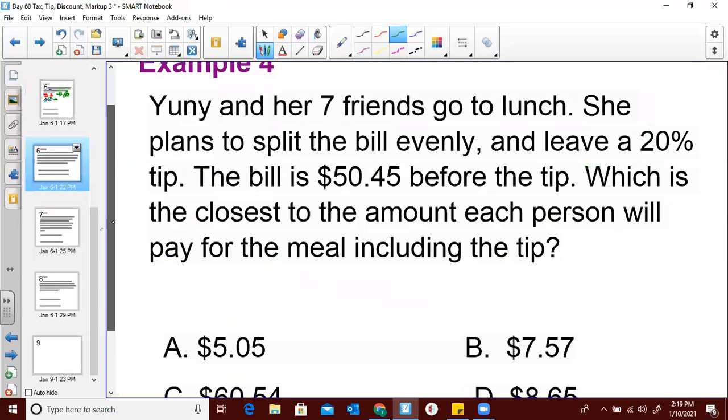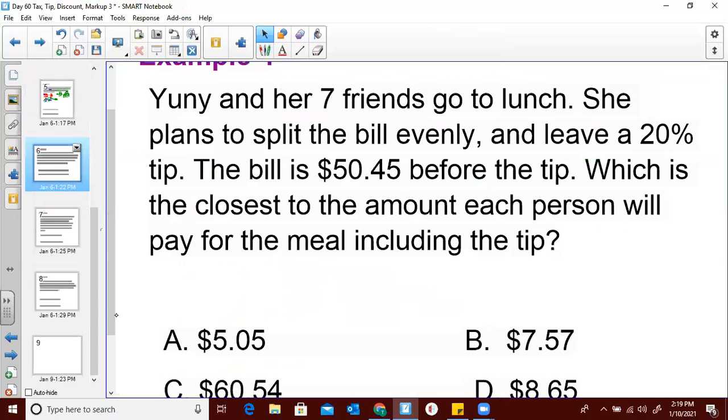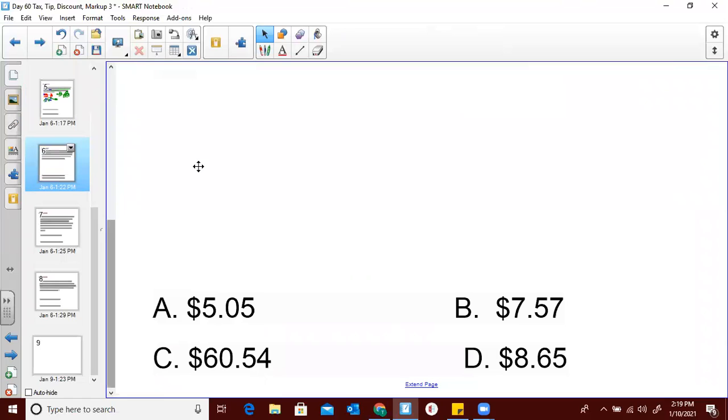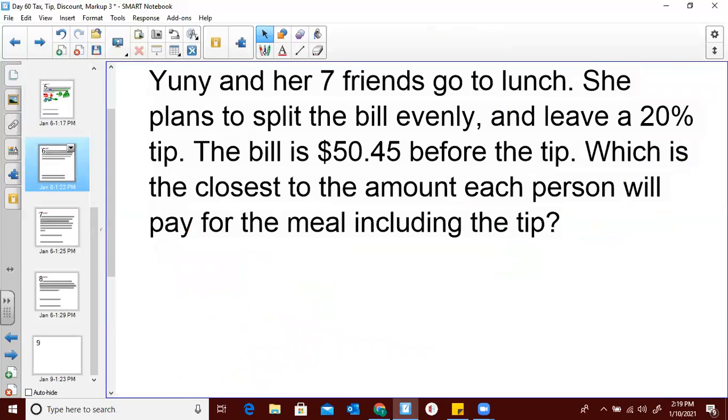All right, Uni and her 7 friends. Now, this is probably one of the more tricky ones that we're going to be doing, because there's just a couple of different things that you need to really look for. So let's just start off working with what we know, and then as the new stuff comes in, we'll point it all out.